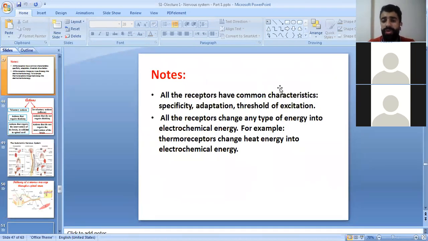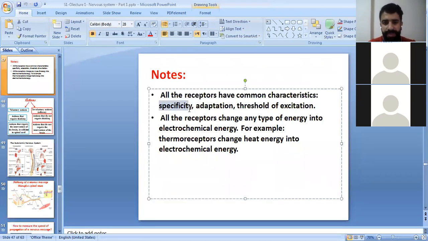Note that all the receptors have common characteristics. They are specific. For example, a photoreceptor is specific for light. Adaptation: for example, they are adapted for a voltage, let's say 10 volts. Above this, they are going to be destroyed or something like this. Threshold is the minimum energy or minimum intensity needed to cause a reaction. We will talk about the threshold of excitation in detail next time. Our receptors can change any type of energy into an electrochemical one.